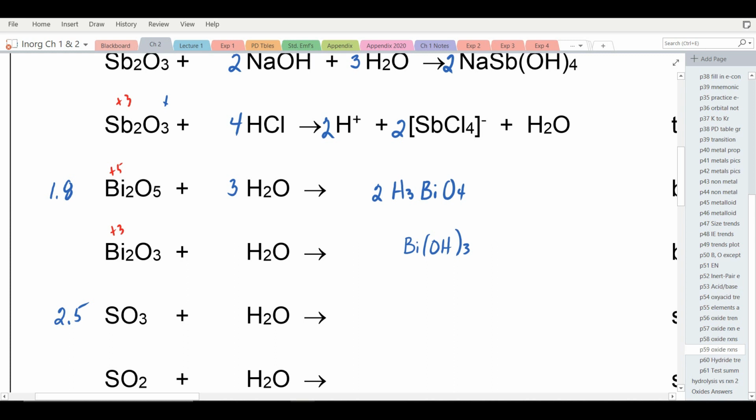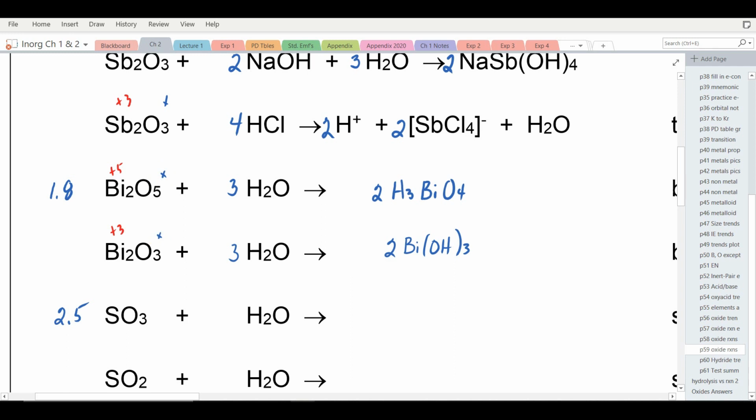Let's just balance that. 2 bismuth on the left, 2 on the right. Hydrogens, I have 3 times 2 is 6. Let's put a 3 here. Oxygens, 3 plus 3 is 6, and 3 and 3 is 6. You're not responsible for bismuth. We'll talk more about this at the end of the course.